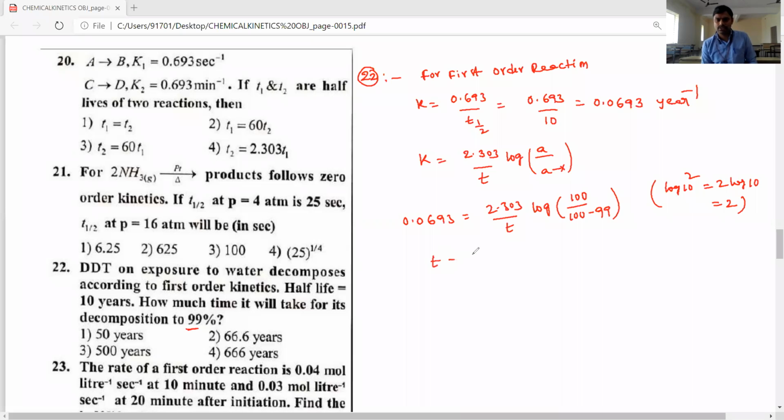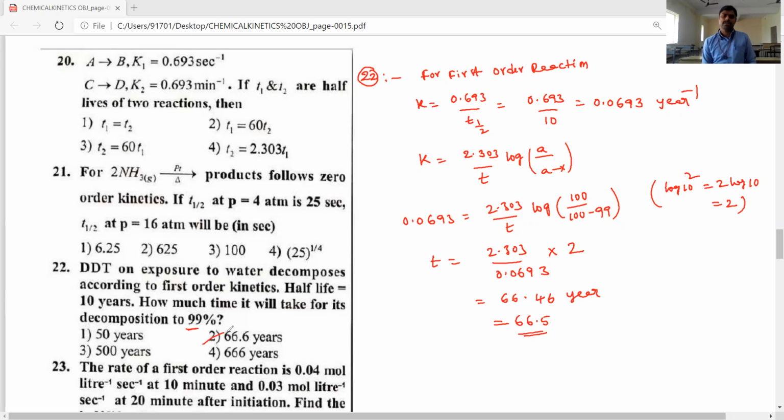Then T is equal to 2.303 by 0.0693 into 2. On simplification, we will get approximately 66.46 years, which is nothing but 66.5 years. See, what is the answer?